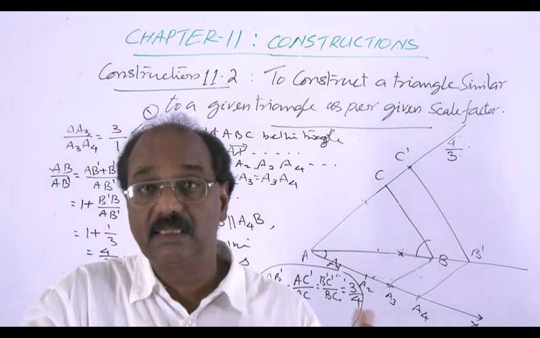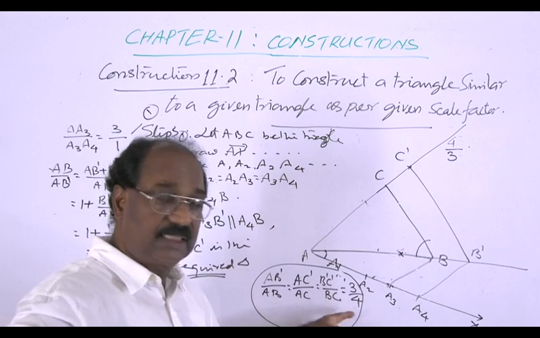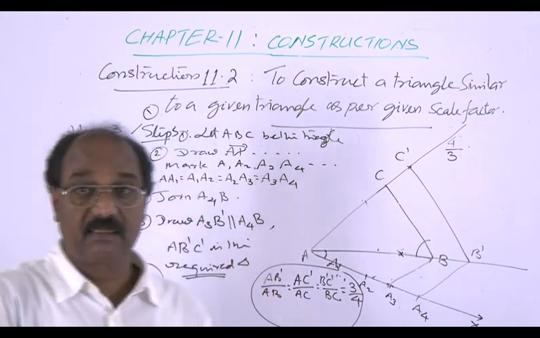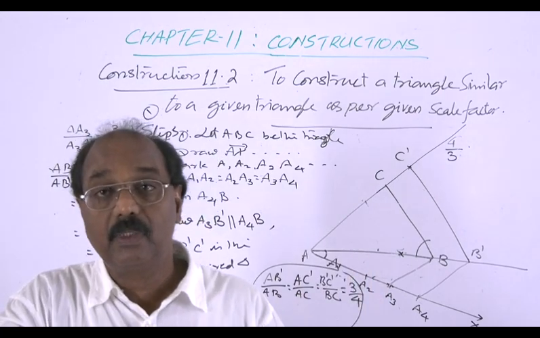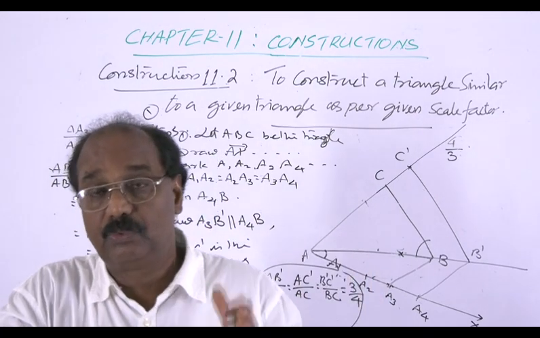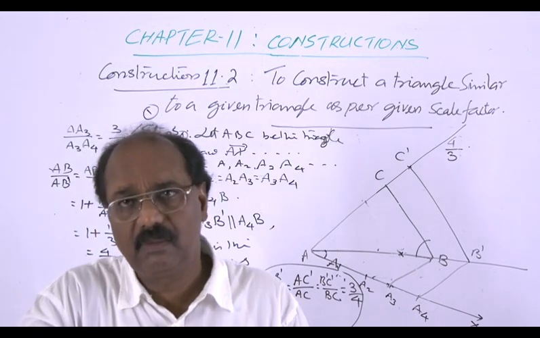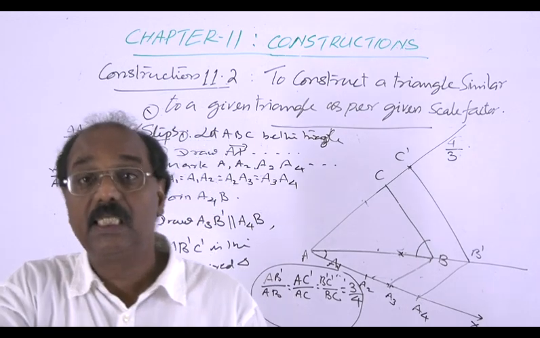This is the situation. We can verify this. The scale factor is 4 by 3, in a similar way as in the first case. So that part is left for you as an exercise. You can do it very easily. Okay, so this is the method.